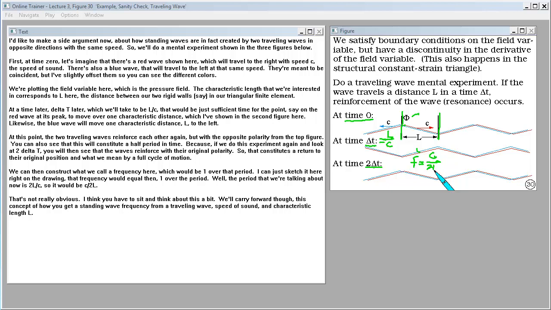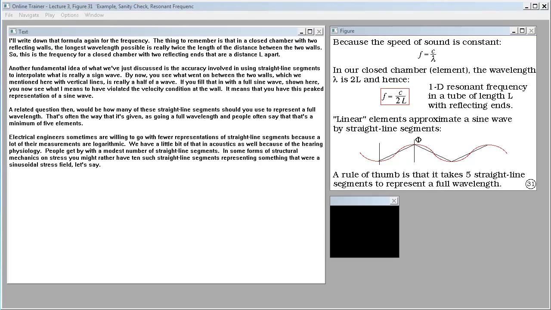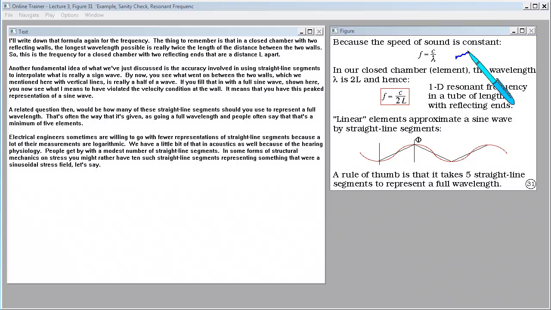That's not really obvious, and I think you have to sit and think about this a bit. And we'll carry forward this concept of how you get a standing wave frequency from a traveling wave speed of sound and characteristic distance. I'll write down that formula again for the frequency here. The thing to remember is that in a closed chamber with two reflecting walls, the longest wavelength possible is really twice the length of the distance between the two walls. And so this is the frequency for a closed chamber with two reflecting ends that are distance L apart.